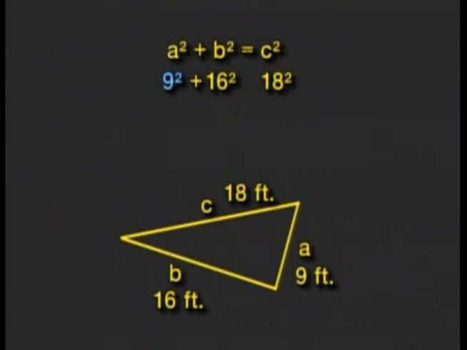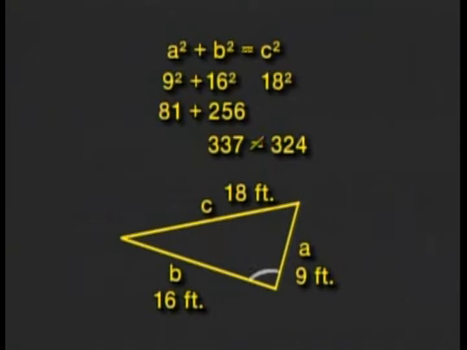9 squared is 81. 16 squared is 256. 81 plus 256 is 337. 18 squared is 324, not 337. This triangle is not a right triangle. This angle looks like a 90-degree angle, but it's actually about 87 degrees. We can't always tell if an angle is a right angle just by looking.